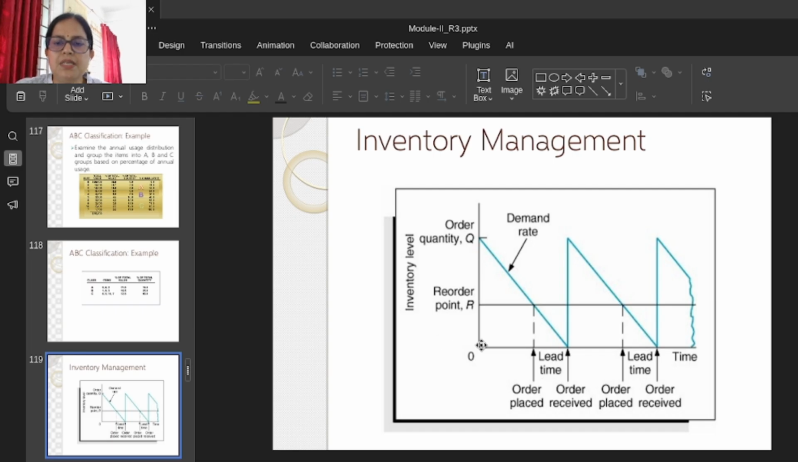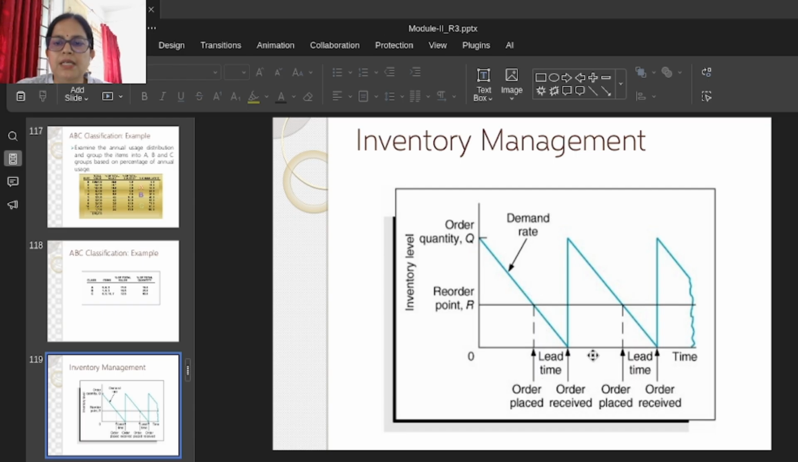If you are keeping the quantity Q, suppose we take the quantity as 300 units. Suppose the consumption or the demand rate is constant every day, because this is a basic model. Here we have to assume that the demand rate is constant. Suppose the demand per day is 10 units. We have 300 units. Every day we are consuming 10 units.